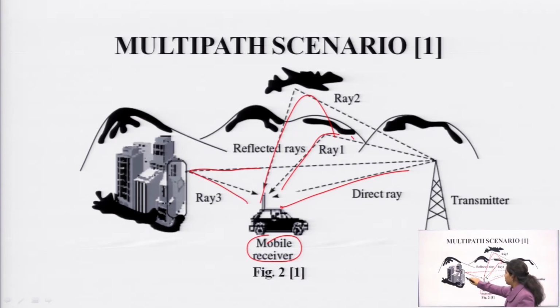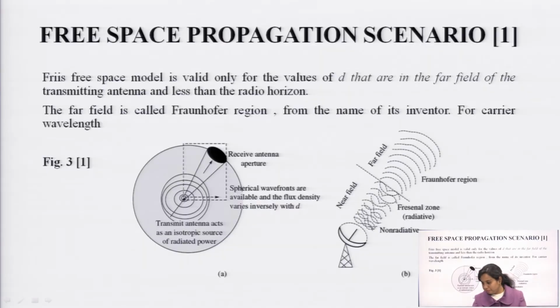Now, you can see that this one is reflected from a building, it is reflected from a hill, it is reflected from another path, and this has been received by the receiver. So, this undergoes multipath propagation. This is the multipath scenario, which is very normal in case of urban areas, suburban areas.